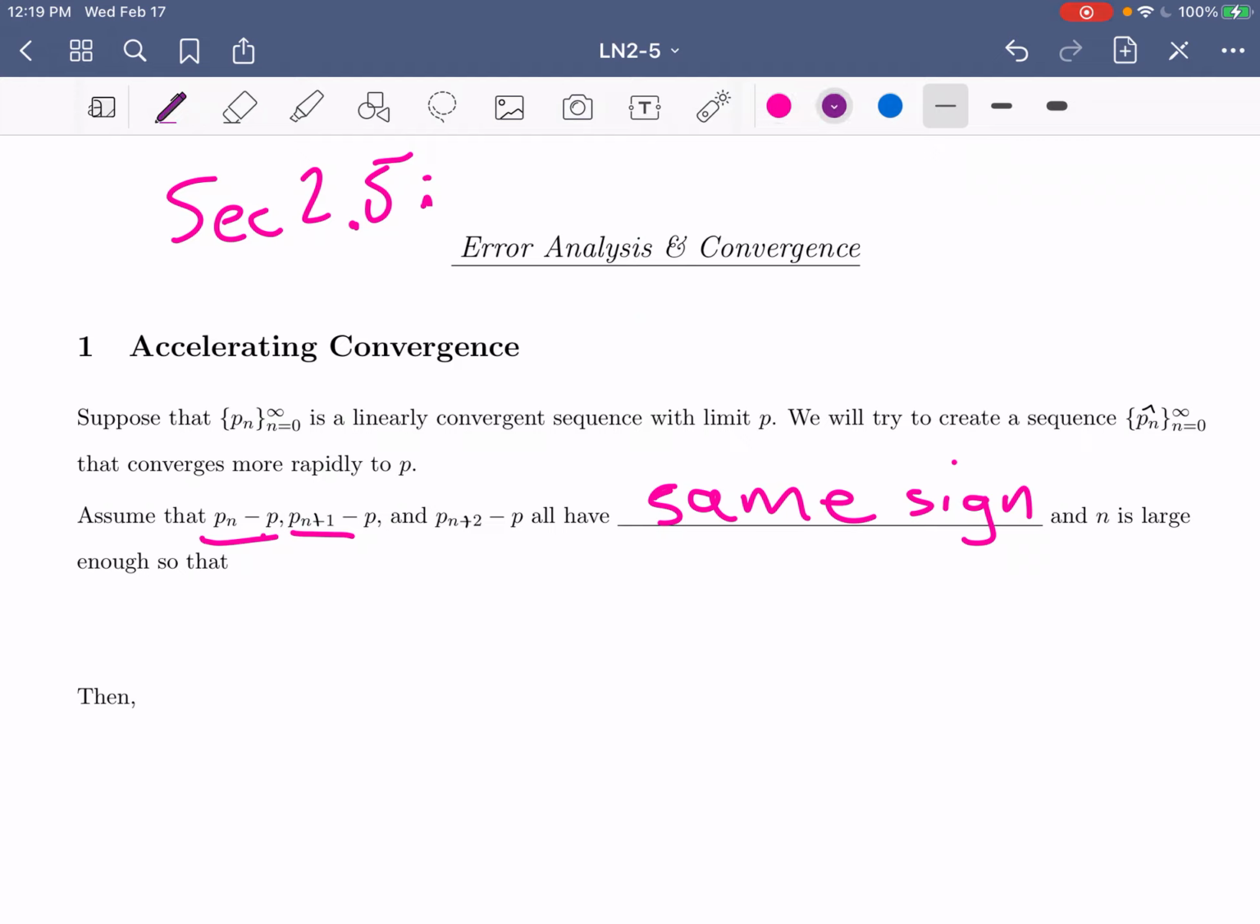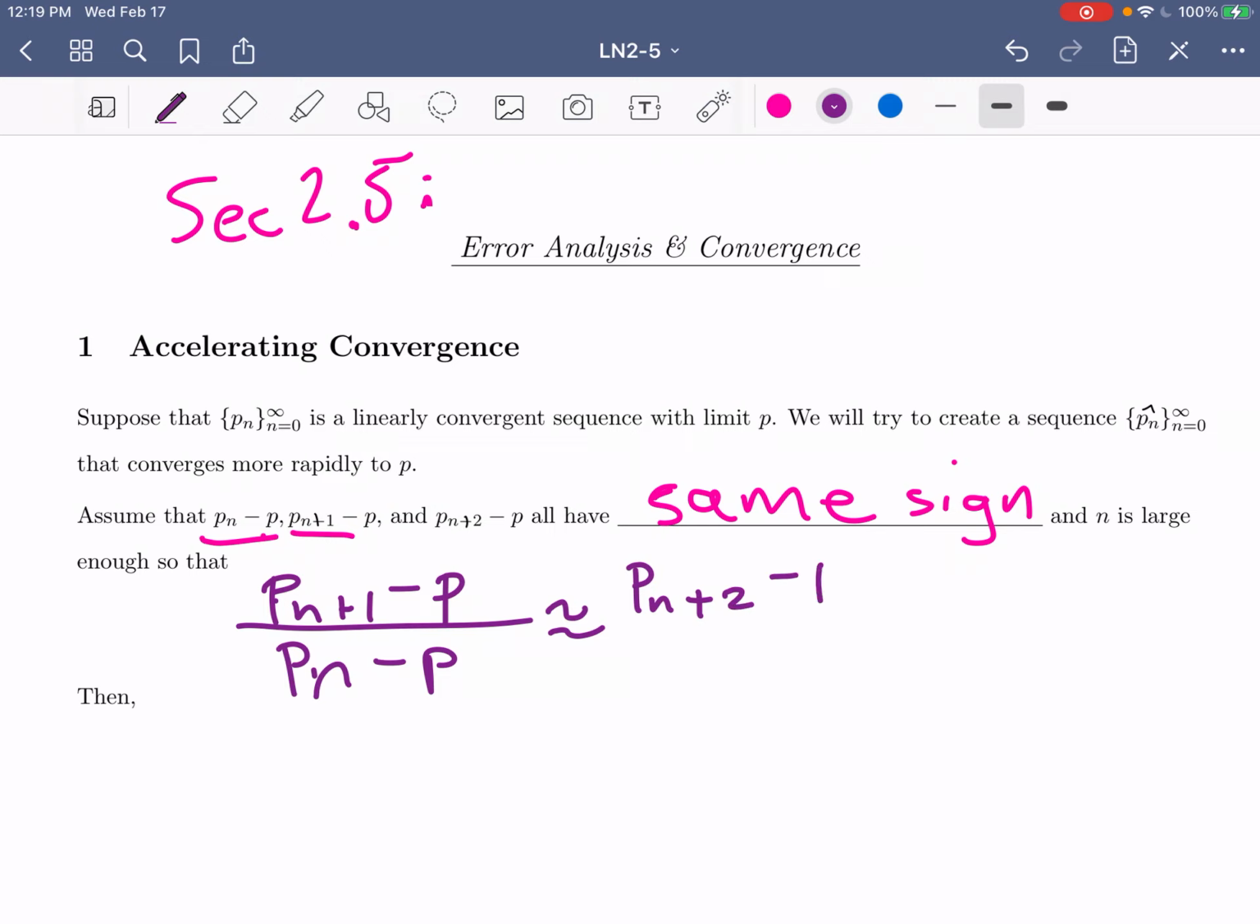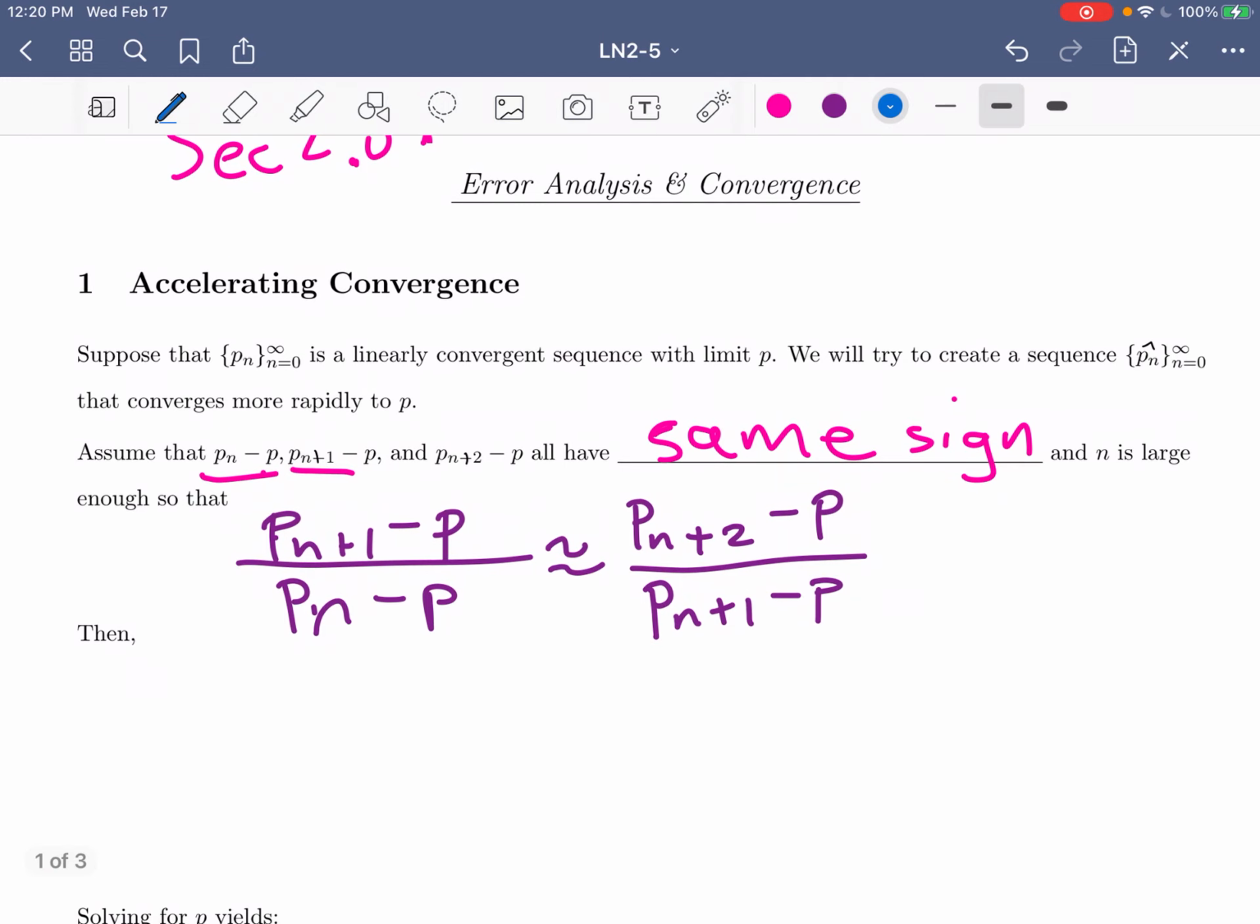we are then also going to assume that our value of n is large enough so that the difference between the n plus 1 term and p, that ratio compared to the difference between the nth term and p, is approximately the same as the difference between the n plus 2 term and p, the ratio of that to the n plus 1 term and p. All right, so the ratio of the differences are approximately the same as you move from one value to the next. If we make those assumptions, then we can start doing some algebra with this, right?